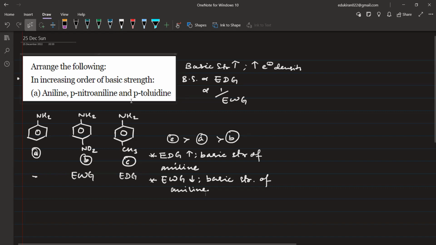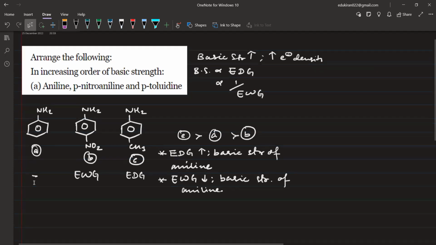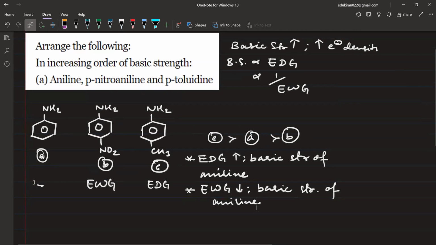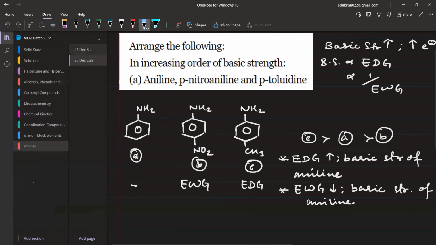Please take a screenshot, guys. Those who have just joined, please take a screenshot. And we'll move to the next reaction. I think last time acylation tak hua tha, no? Yep. Right, the fourth one.